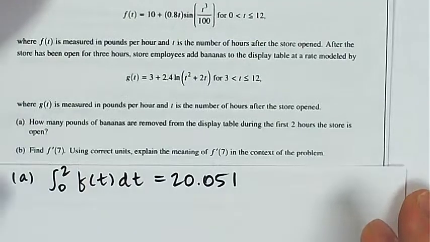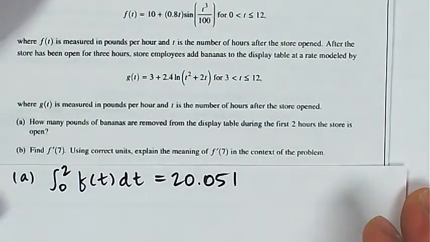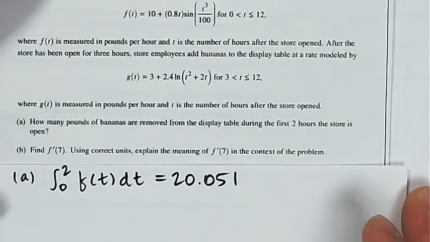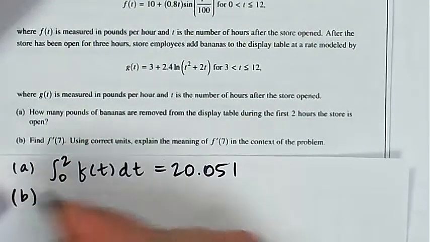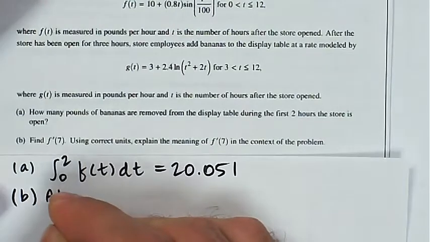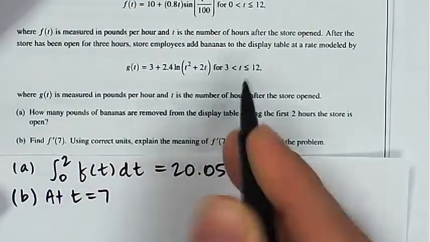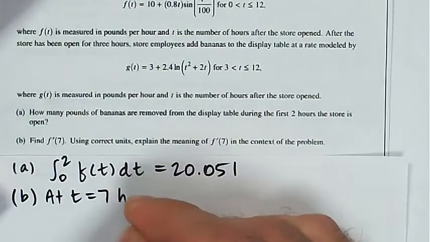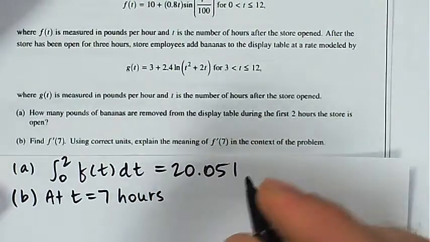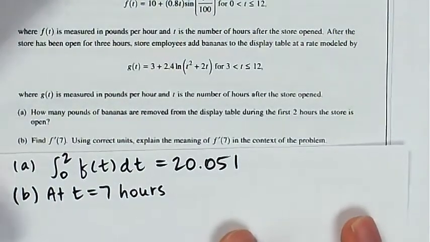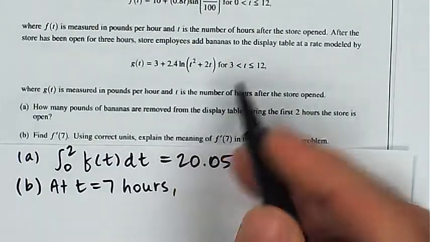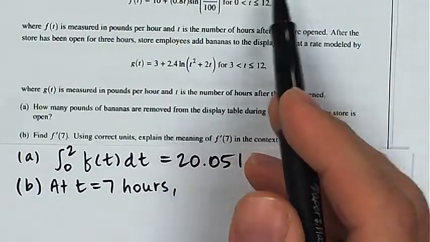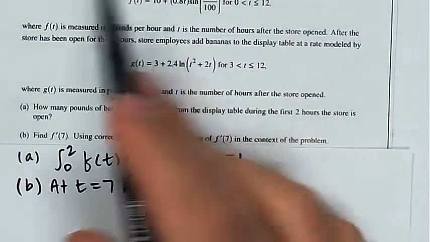Okay. Find f prime of 7. Using correct units, explain the meaning of f prime of 7 in the context of the problem. Okay, so I'm going to try to do this at once. At t equals 7, 7 represents hours. Don't forget the units of the independent variable as well. Okay, at t equals 7 hours, okay, f is the rate of banana removal.